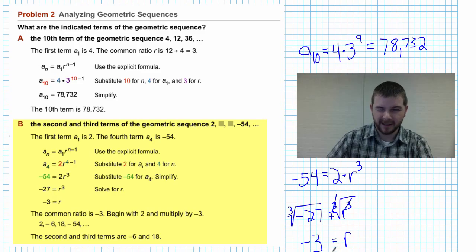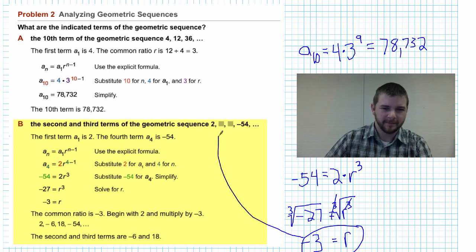A quick mental check: negative 3 times negative 3 is 9. 9 times negative 3 is negative 27. So we found our common ratio to be negative 3. Now that makes it pretty easy for us to fill in these two blanks. 2 times negative 3 is negative 6. Negative 6 times negative 3 is 18. And a double check: 18 times negative 3 is negative 54. Awesome.